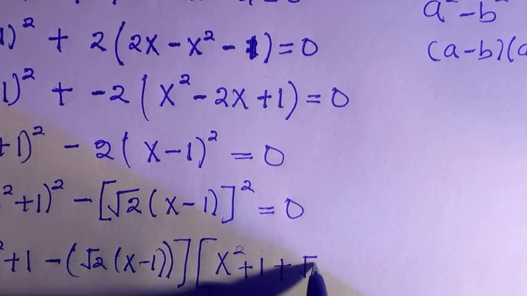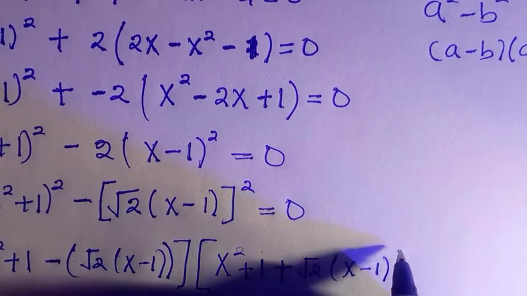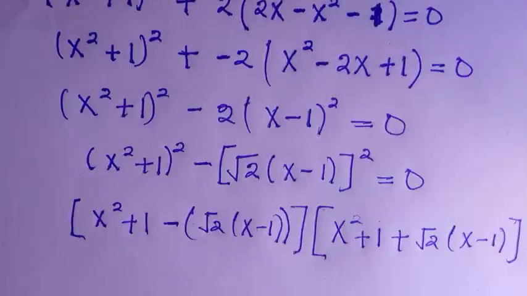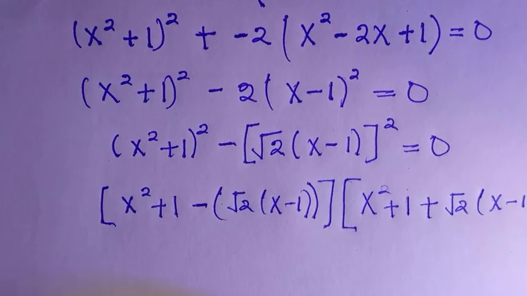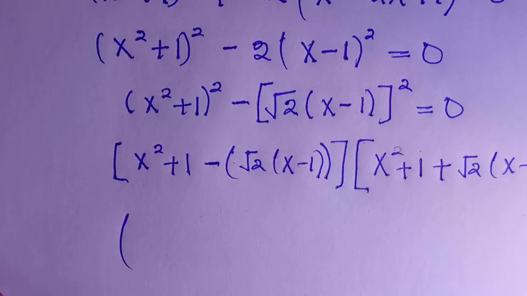We have plus root 2 bracket x minus 1, all bracket, and everything equals 0. So the first bracket will be equal to 0 and the second will also be equivalent to 0. But let's expand this thing first.